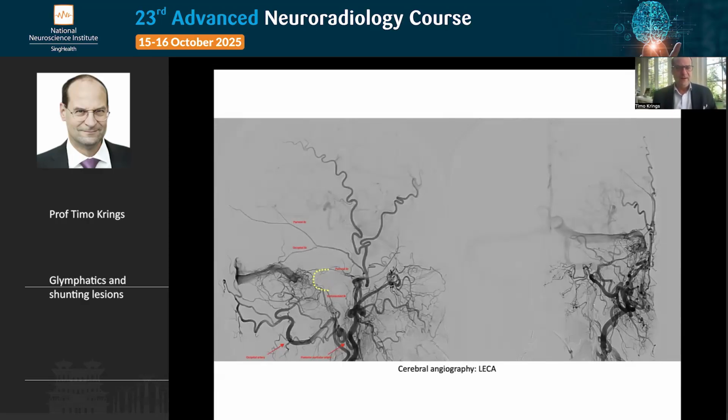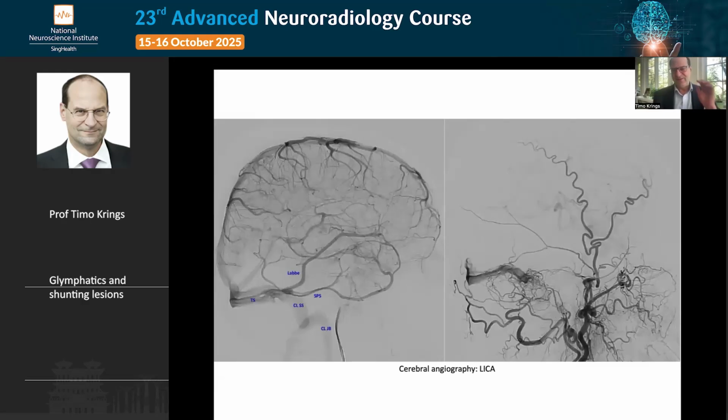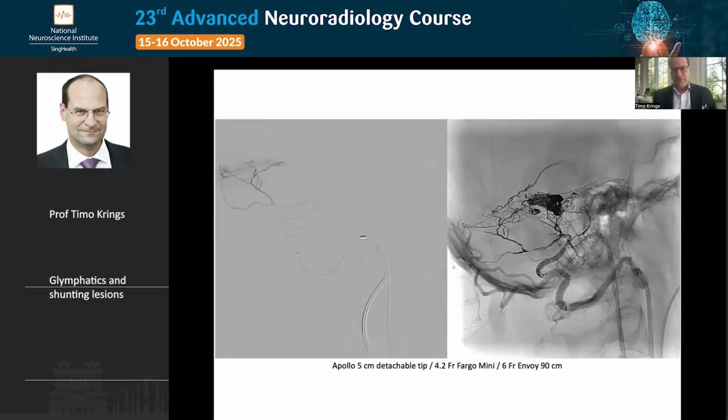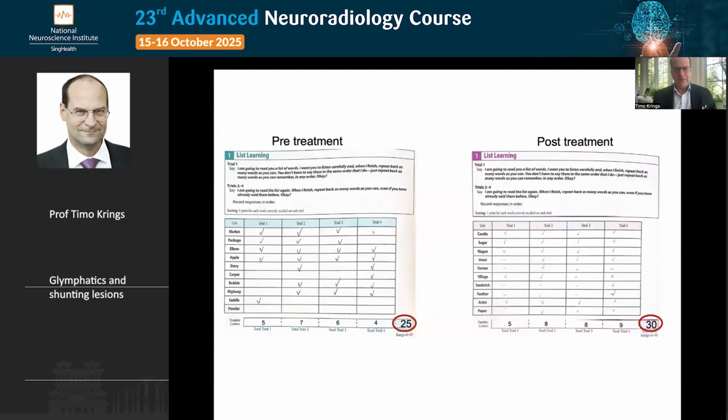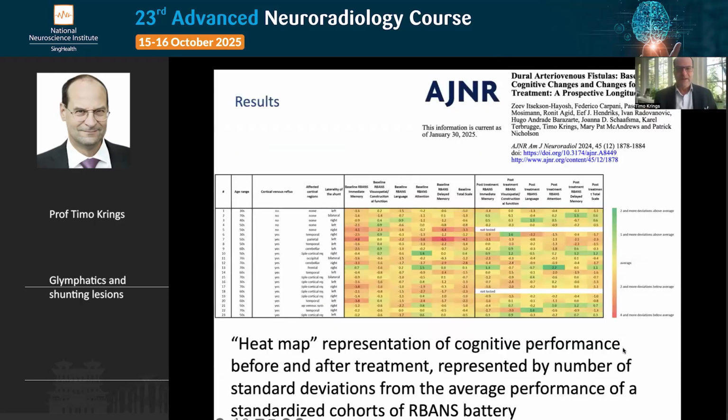You can see that there's the facial arcade being activated here. We see that the vein of Labbé is very close to where the shunting zone is. So we treated the patient, and following treatment, his score definitely and significantly improved. He was already high functioning before, but even smarter after the treatment.